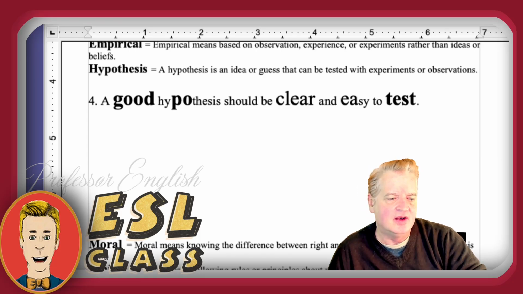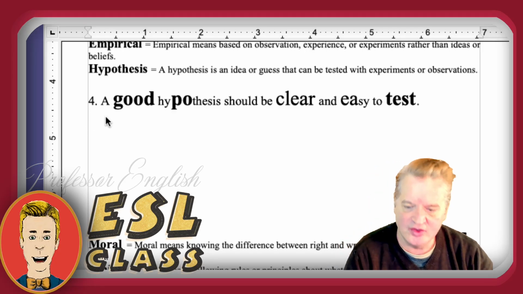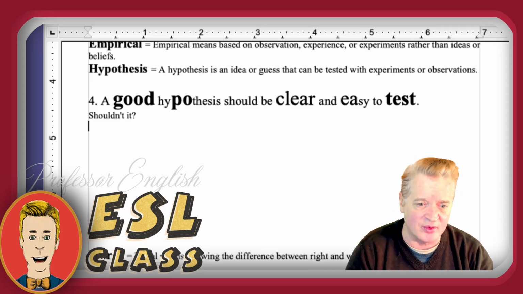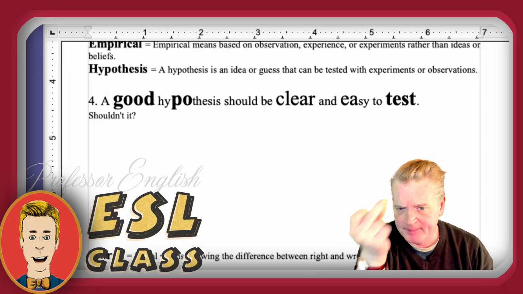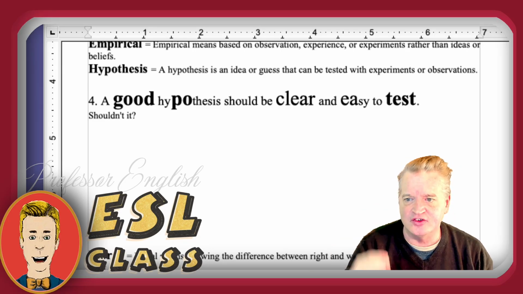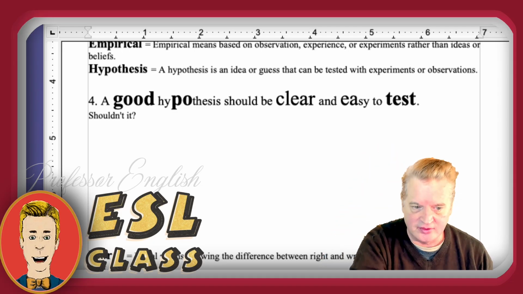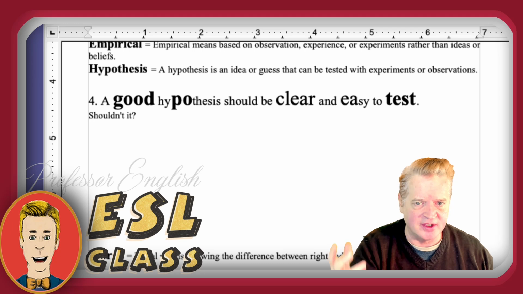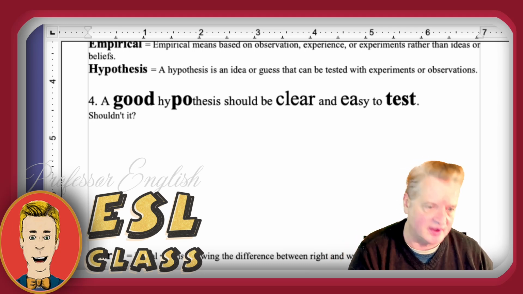And Sarah, how will you make a question? Do you agree with me? This is my opinion. Do you agree with my opinion? Shouldn't it? If you want to sound confident, like, hey, this is my idea and I want you to agree with me, then it should go from high to low. Shouldn't it? A good hypothesis should be clear and easy to test. Shouldn't it?